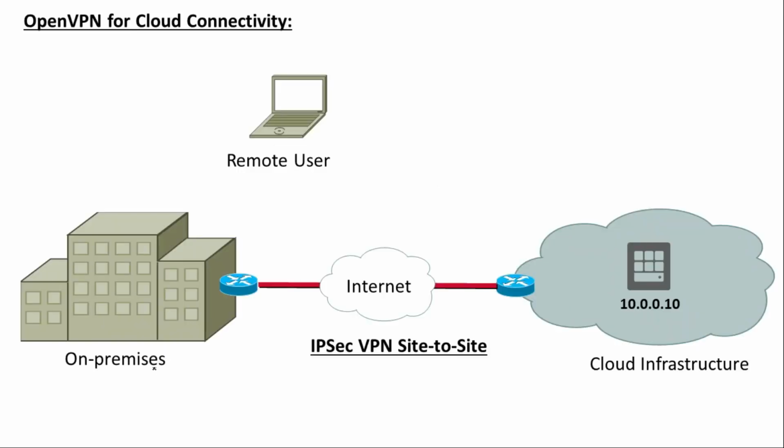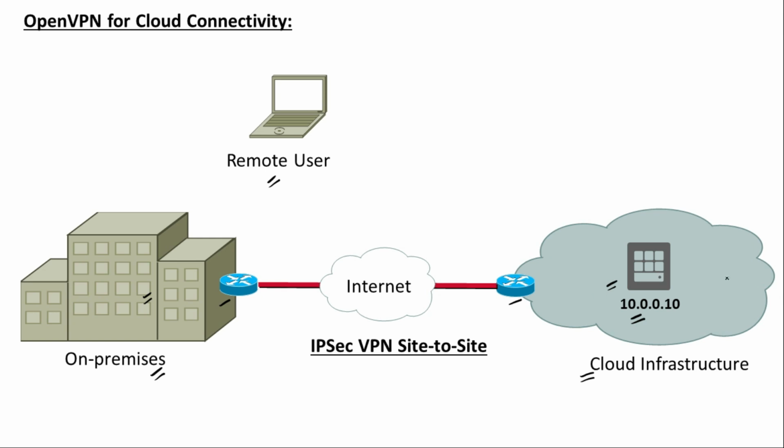Let's understand the scenario. Here we have on-premises and here we have a cloud infrastructure, and we have site-to-site connectivity using IPsec VPN over the public internet. Let's say this is a private instance, and all the users from on-premises are accessing this private instance via the IPsec tunnel. But what if there is a user at some remote location, and that user wants to access this private instance securely?